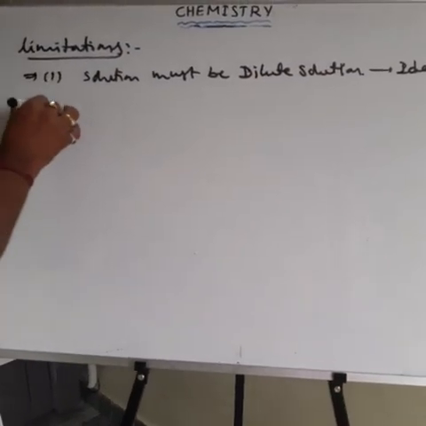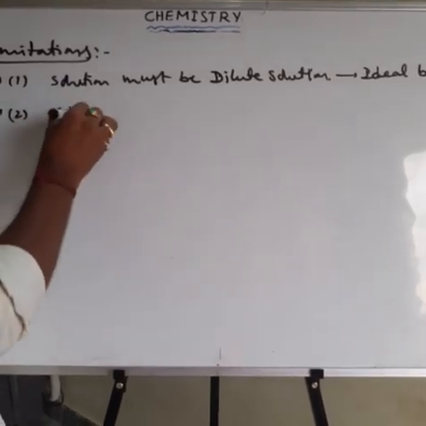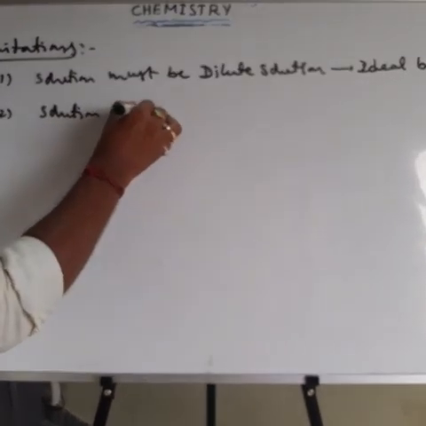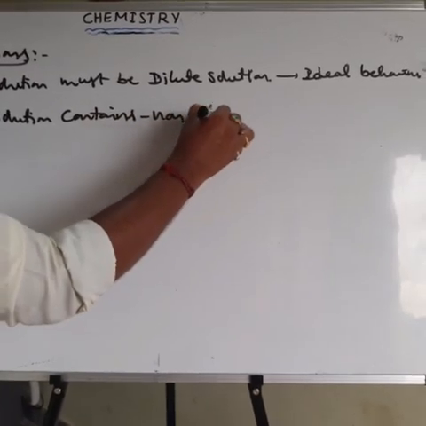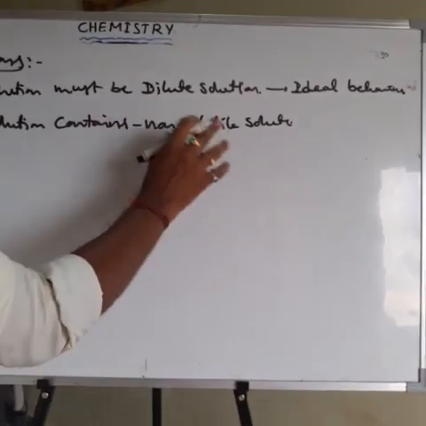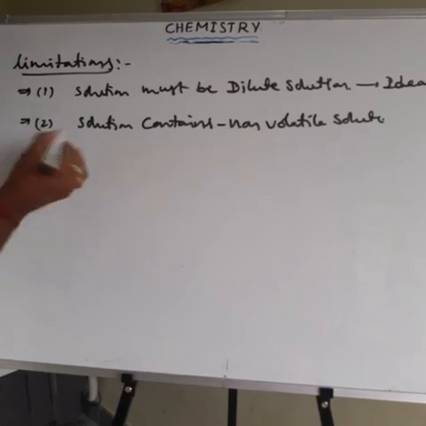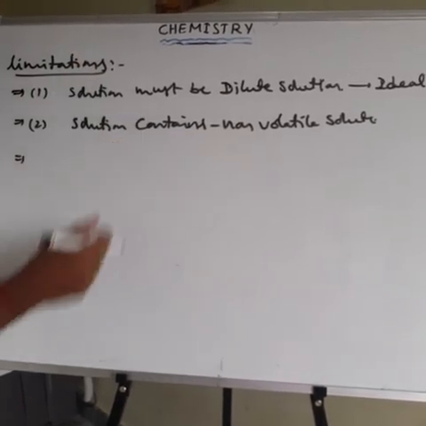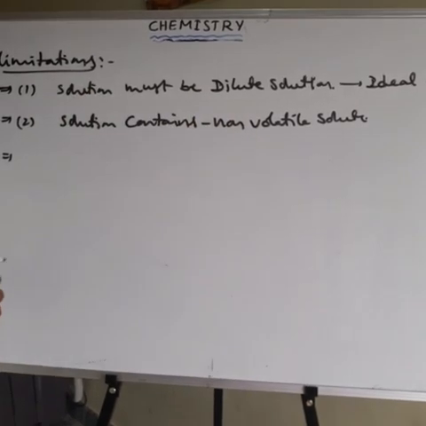Then the second point: Raoult's law is applicable when the solution contains a non-volatile solute. The solution contains non-volatile solute, then only Raoult's law is applicable. If it is a volatile solute, Raoult's law is not applicable. The solution must contain a non-volatile solute, then Raoult's law is applicable.